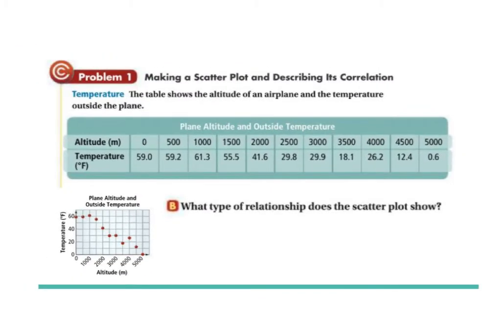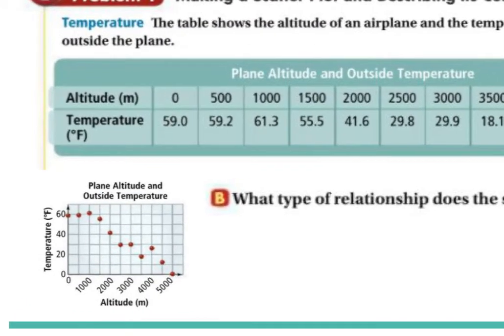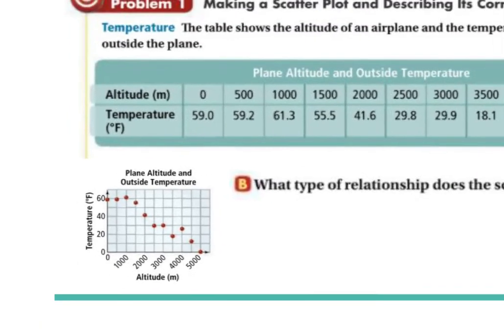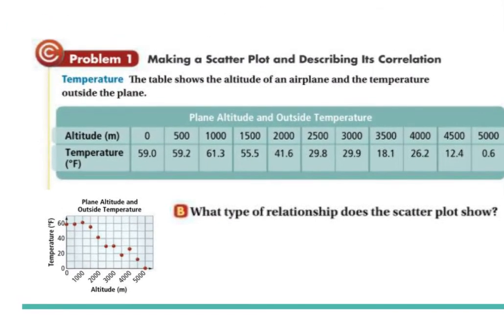All right. Problem number 1, making a scatter plot and describing its correlation. The table shows the altitude of an airplane and the temperature outside the plane. So you're welcome. I already plotted it for you. It's down here. Okay, I gave you guys the plot. But you guys are going to be asked on your homework. You're going to be given a table and you have to plot them. So you're going to plot each and every point. Okay, and it says, what type of relationship does the scatter plot show?